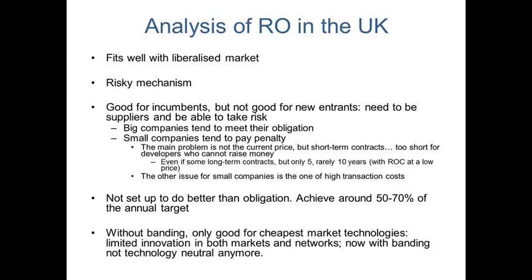And the market cannot do better than the obligation. Actually, the achievement should remain a lot lower than the obligation. So year after year, what has been achieved is only 50 to 70% of the annual target. Without banding, only the cheapest technologies are picked, but with banding, it's not a technology neutral mechanism anymore.